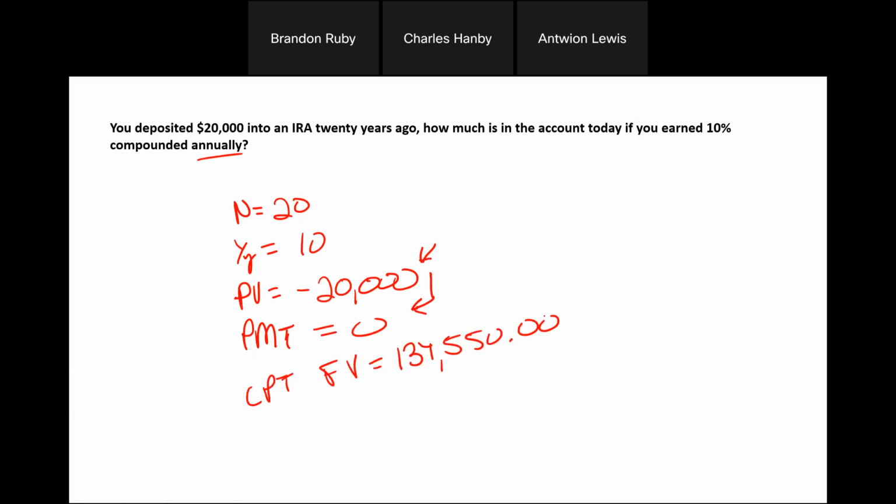So if you did want to use a formula, the future value is going to be equal to the 20,000 times 1 plus the rate. So in this case, that would be 1.1 to the 20th power, and you get the same answer.